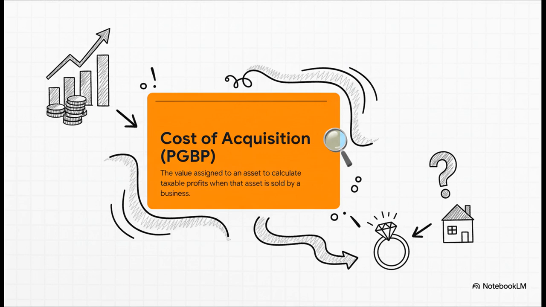Right. Now, the single most important thing to grasp here is the context. Section 40 is exclusively for calculating the cost of acquisition when you're dealing with profits and gains of business or profession, or PGBP. This is completely separate from how you determine costs for capital gains, which, as you know, has its own set of rules under Section 73.